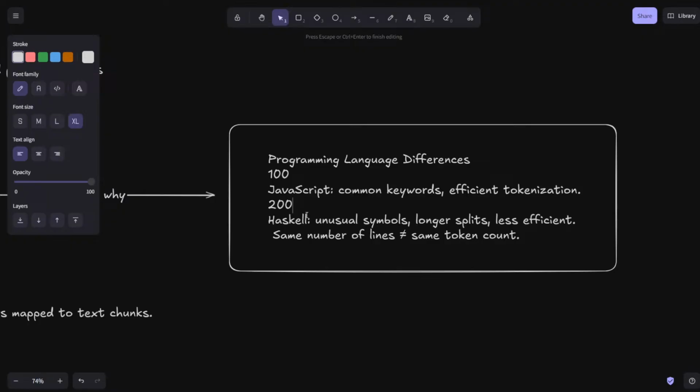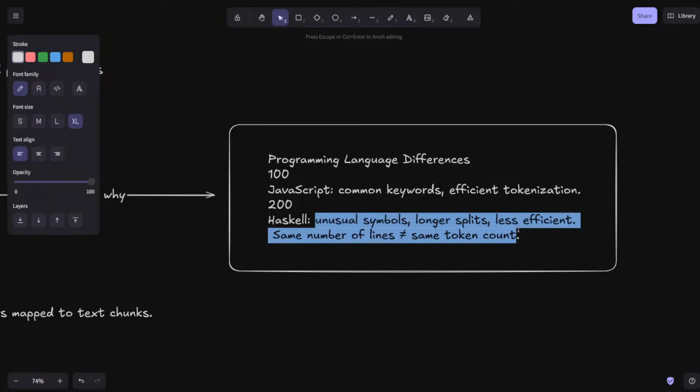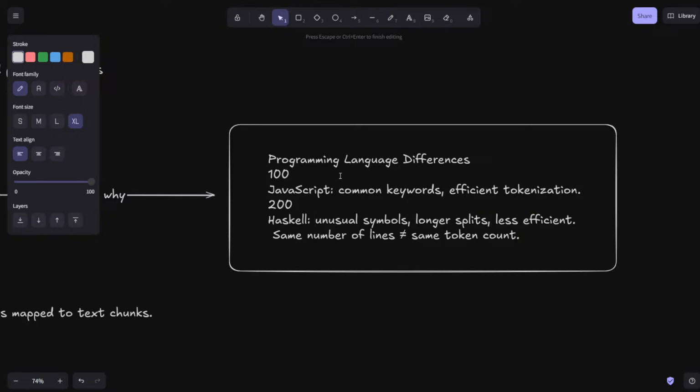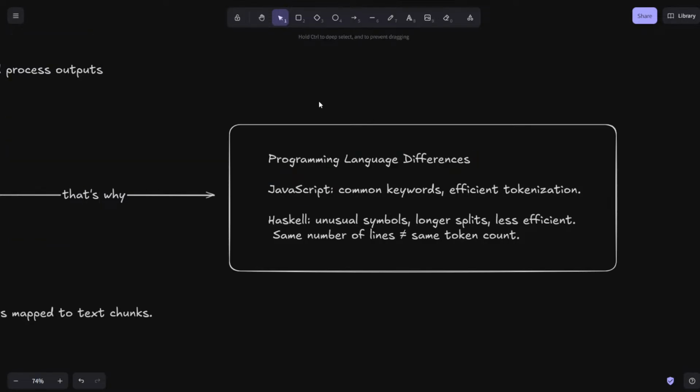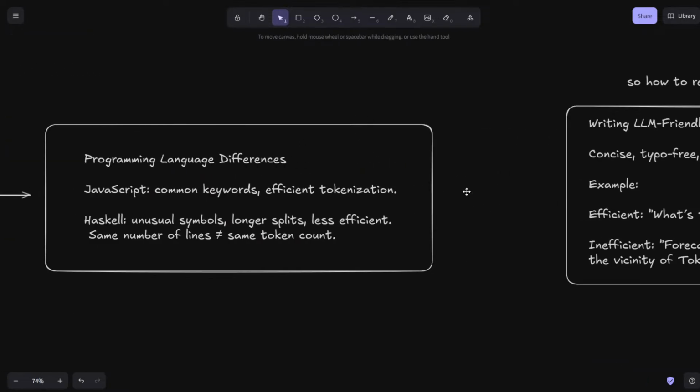It will have to divide the keywords that Haskell has into a lot more arrays. For example, it may have an array of, let's say, 20 words, but it will have 40 to 50 words in the array because it divided the words into more sections to make sense of the input that you have given.